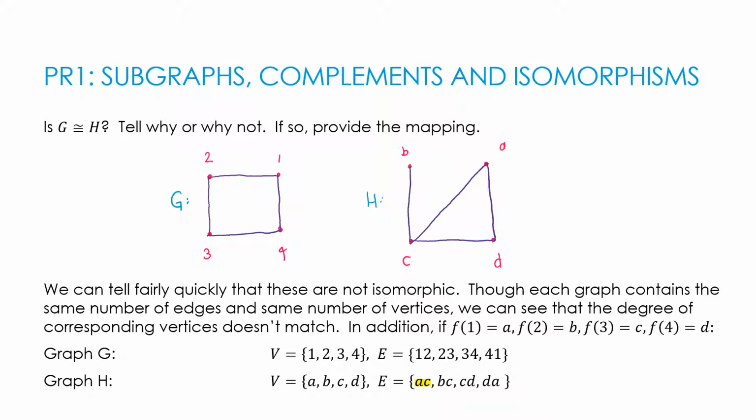Hopefully you were able to tell fairly quickly that this one wasn't going to work. And really one way to look at that is this guy has a degree of 2 at each and every vertex, and this one does not. So there was no way that I was going to be able to relabel graph H to make it match up with graph G, because my degree structure is not the same for each of the two graphs.